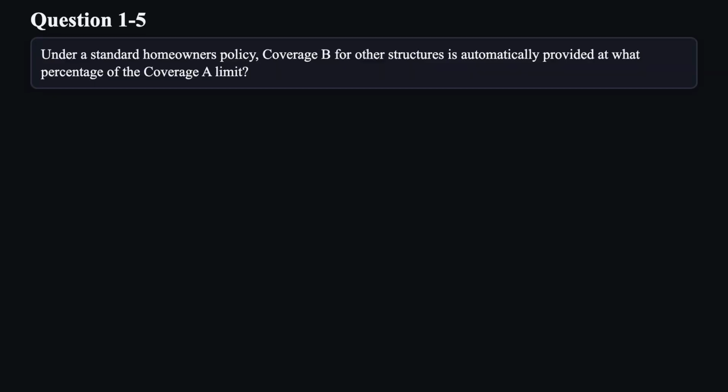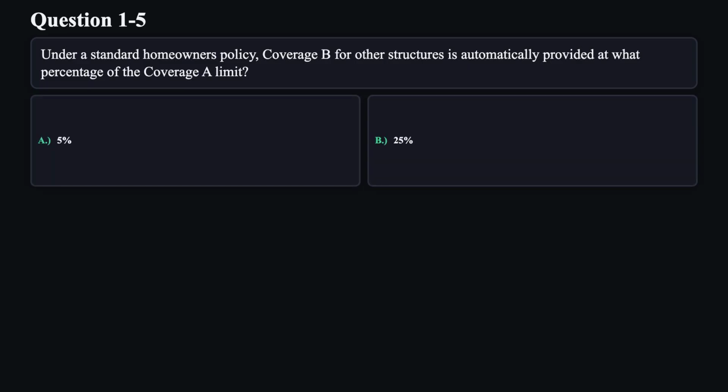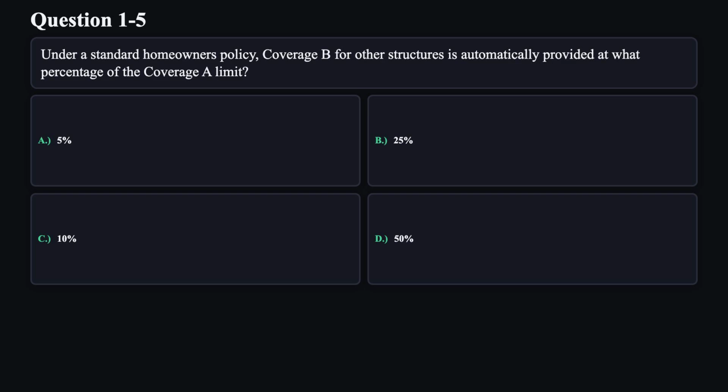Question 5. Under a standard homeowner's policy, coverage B for other structures is automatically provided at what percentage of the coverage A limit? A. 5%. B. 25%. C. 10%. D. 50%.